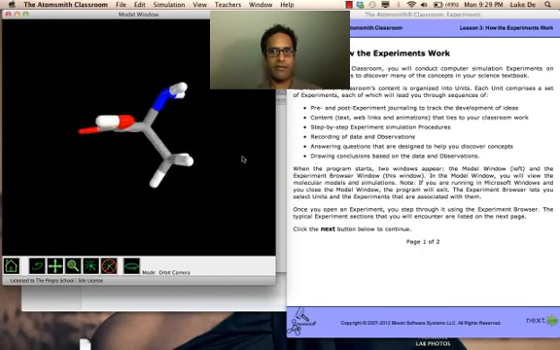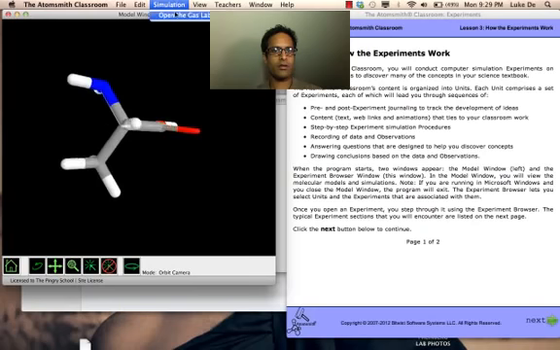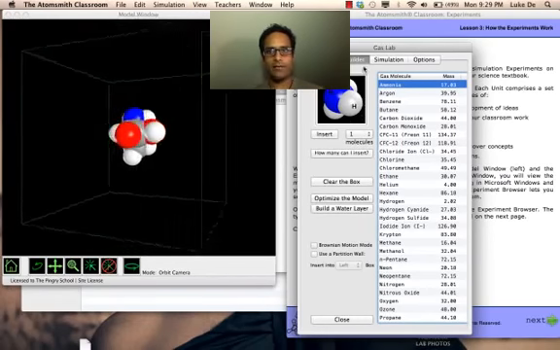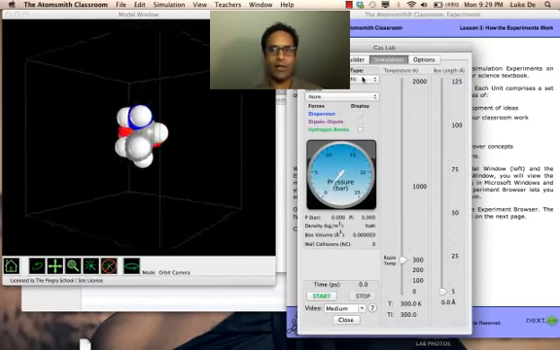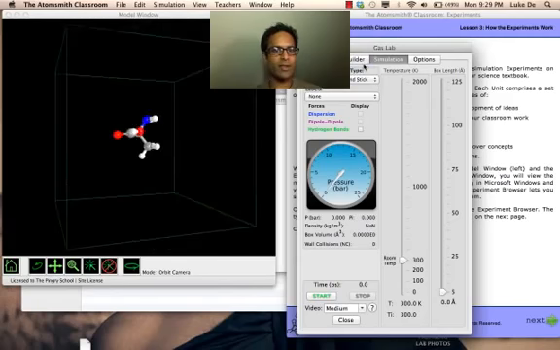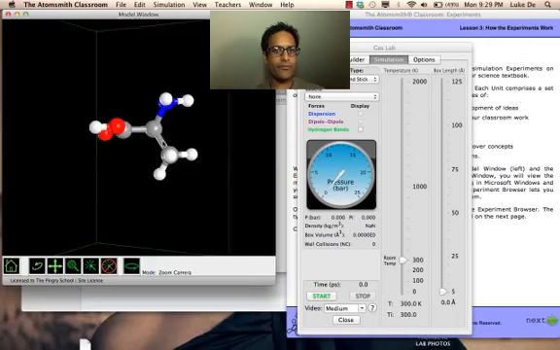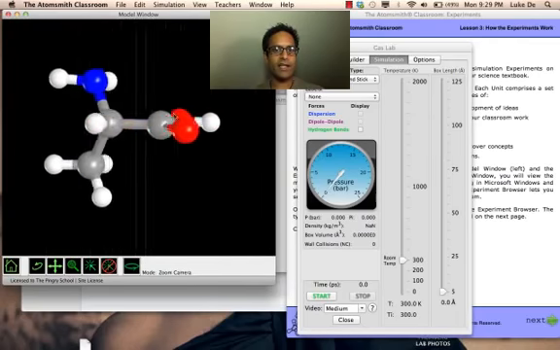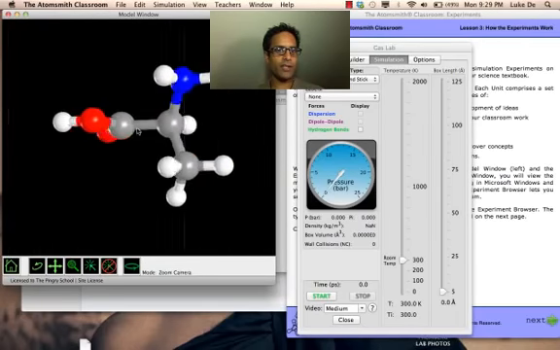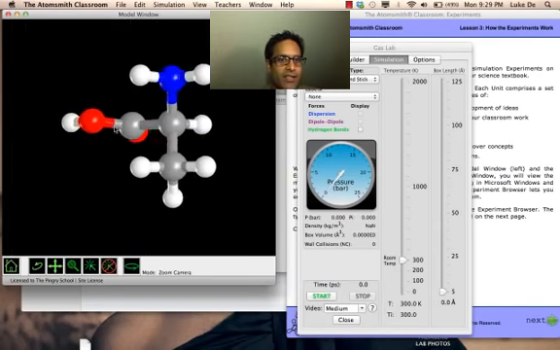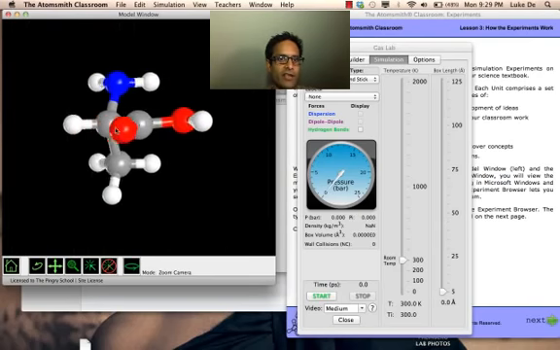So here we have alanine, which is an amino acid. Now, we've talked about amino acids a little bit in the past, but not a whole lot. And you can see right here is the carboxyl group. You can see the carbon here, the carbon here, the O and the H, and then the other oxygen over here.